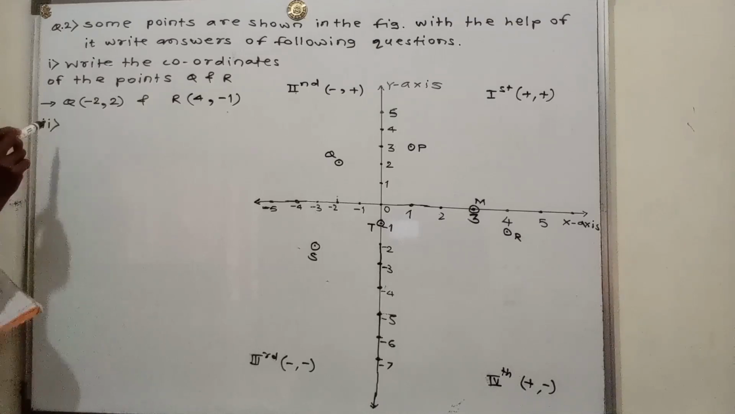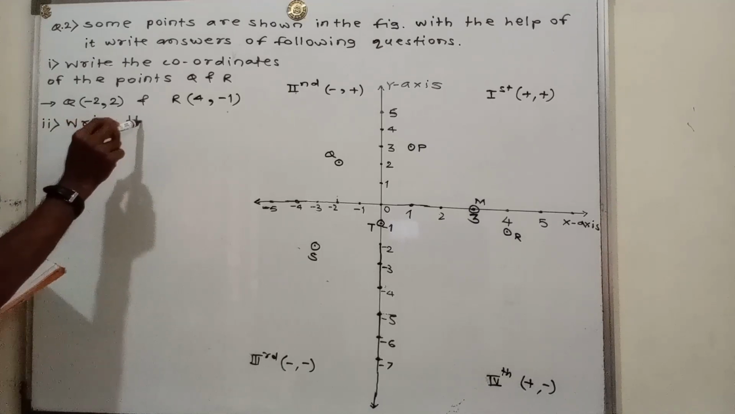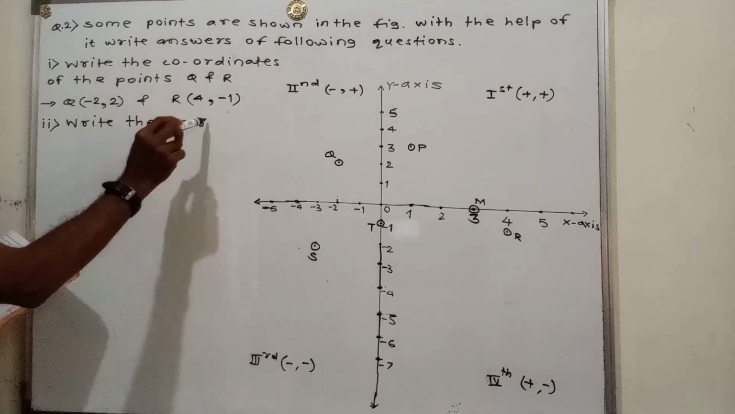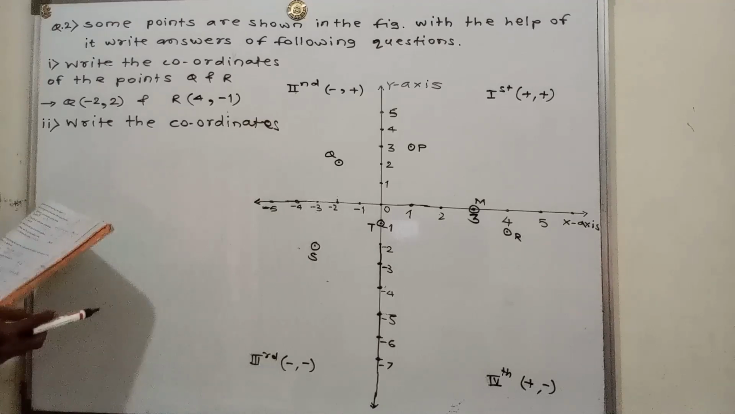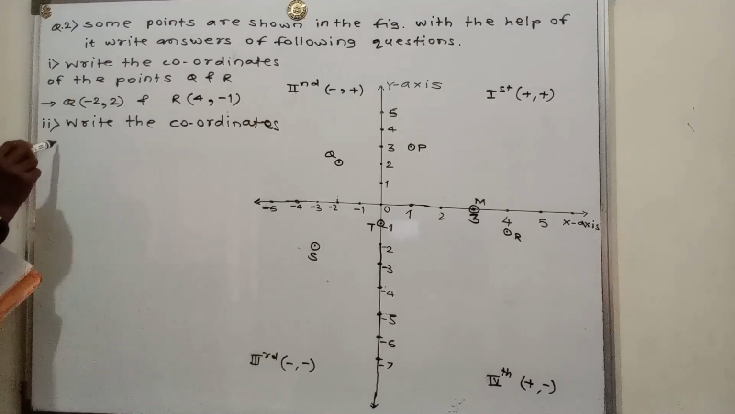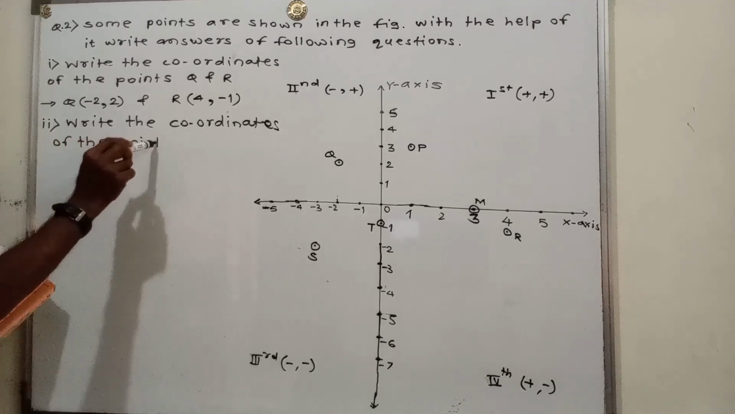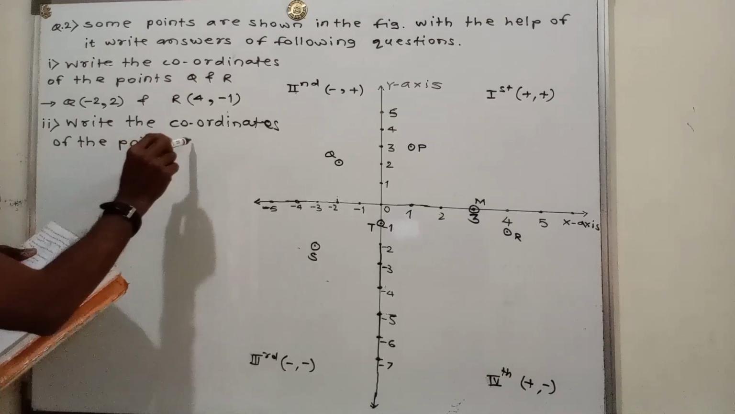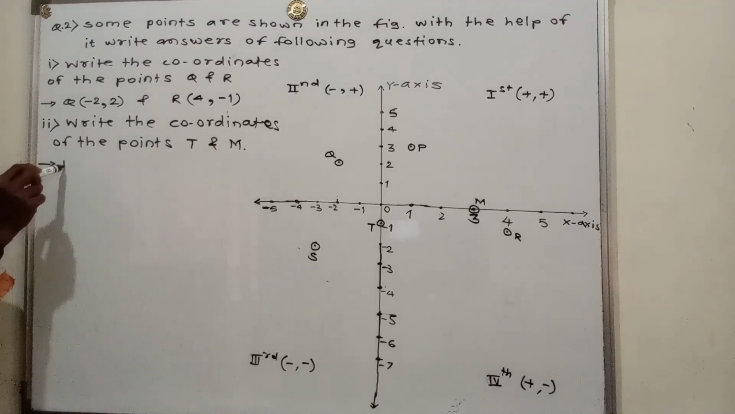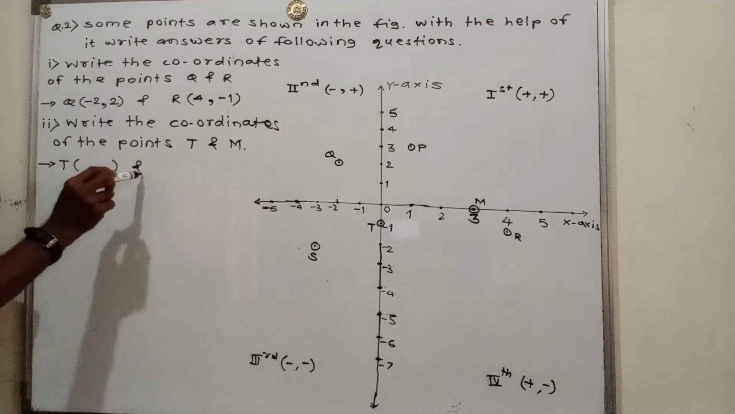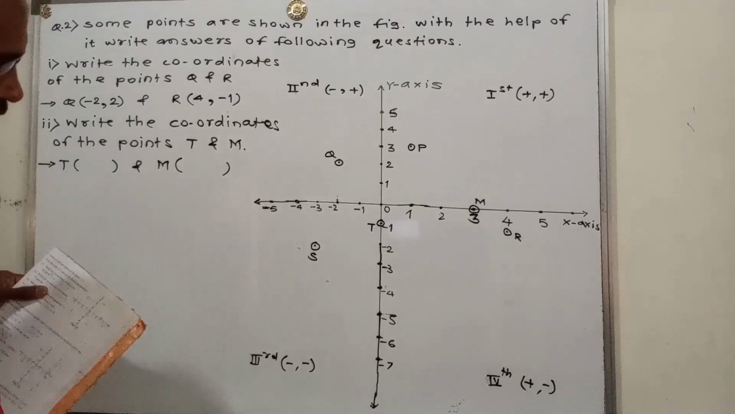Did you get it? Then second, write the coordinates of the points T and M. Answer, coordinates of T and M. See here, T. Where is T?